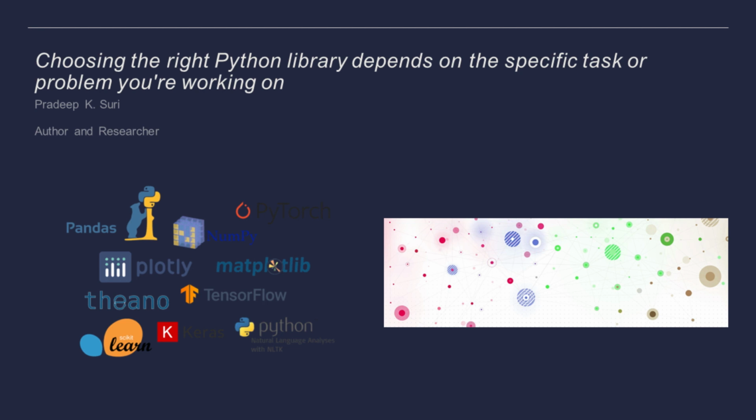9. Gensim. Use Gensim for topic modeling and working with word embeddings. It's commonly used for tasks involving natural language processing and text analysis.